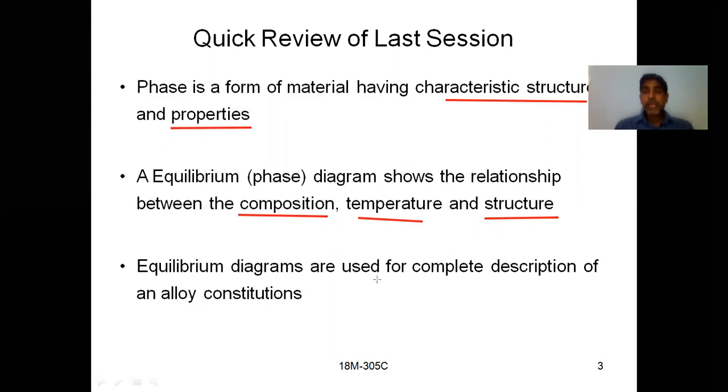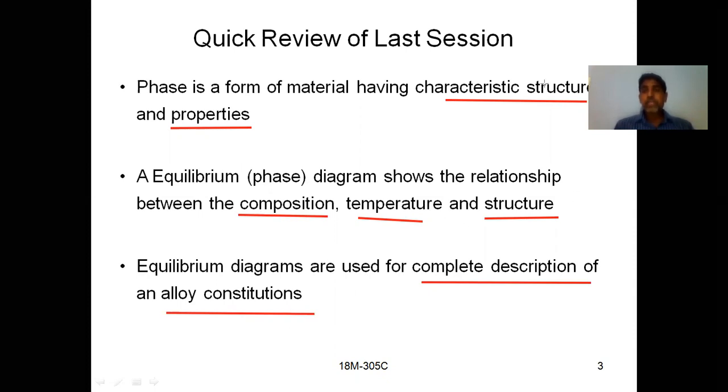And what you are going to get from an equilibrium diagram or a phase diagram is the complete description of the alloying constituents. So in an alloy you are having different constituents, right? So you are going to get the complete description of those constituents in an alloy. So these are the things we have discussed in the previous session: what is a phase, what is a phase diagram, and what we will learn from a phase diagram.